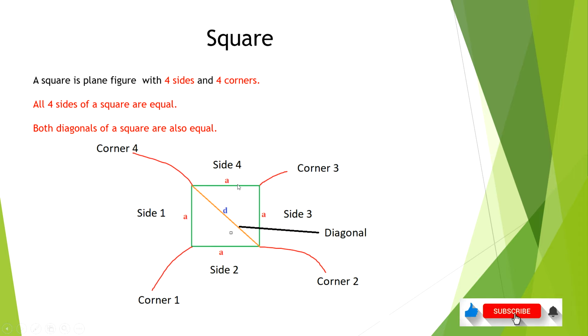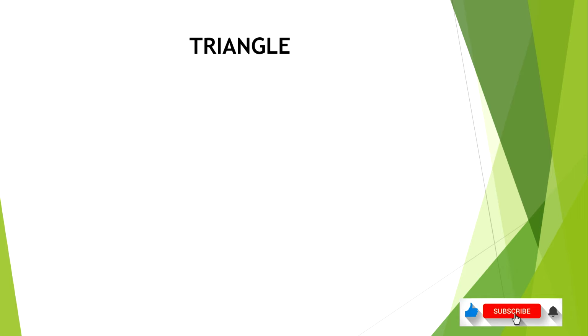So in total we have 4 corners. So now you know your square figure. Let's move to the next figure in this video. This is our triangle. If you look at the triangle, it is also a plane figure with 3 sides.